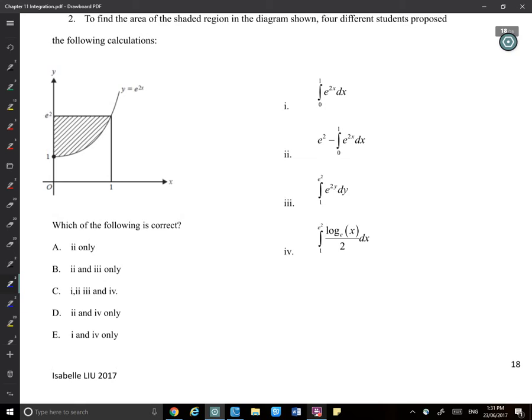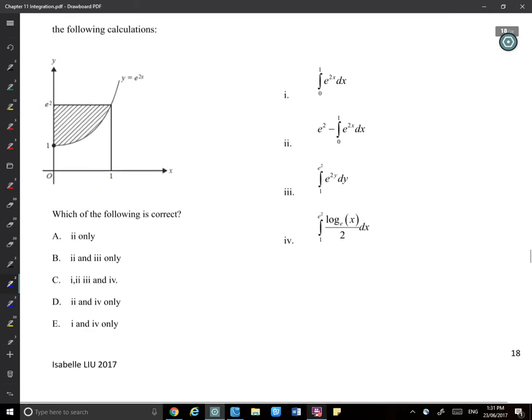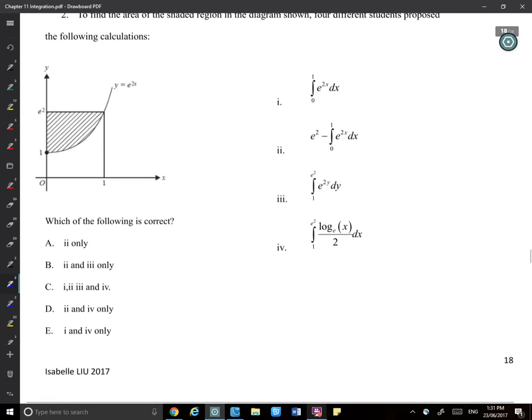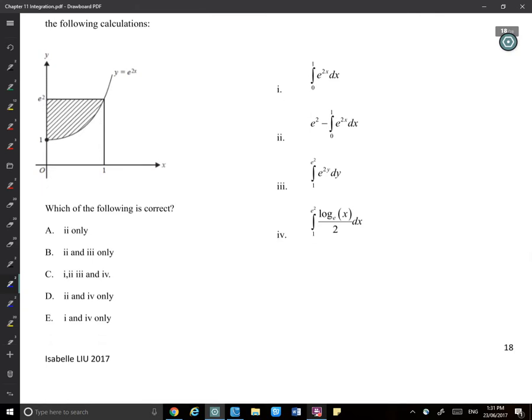And ask you which one is correct. Okay, ask you which one is correct. This question is very interesting. Let me know what you think. Let's have a look at the normal way. Let me know what you're trying to do to find the shading area.